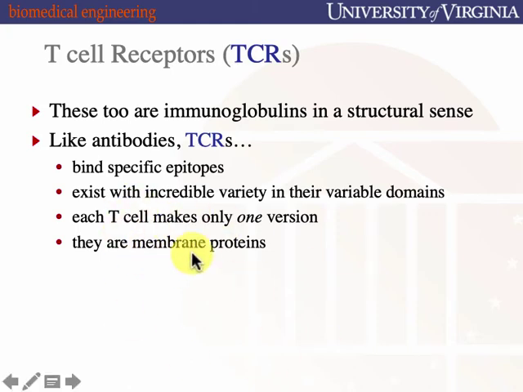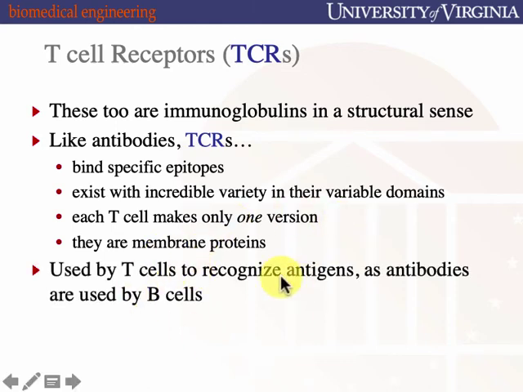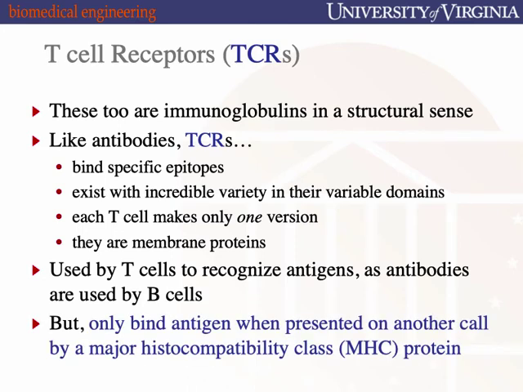But unlike B cell receptors, they are all membrane proteins. They're never made in a secreted form. They're going to be used by T cells to recognize antigens, just like antibodies or B cell receptors are used by B cells. However, they're only going to bind an antigen when presented on another cell, by what's known as the major histocompatibility class protein, or MHC complex. Okay? And we'll talk about that. More terminology. MHC protein.